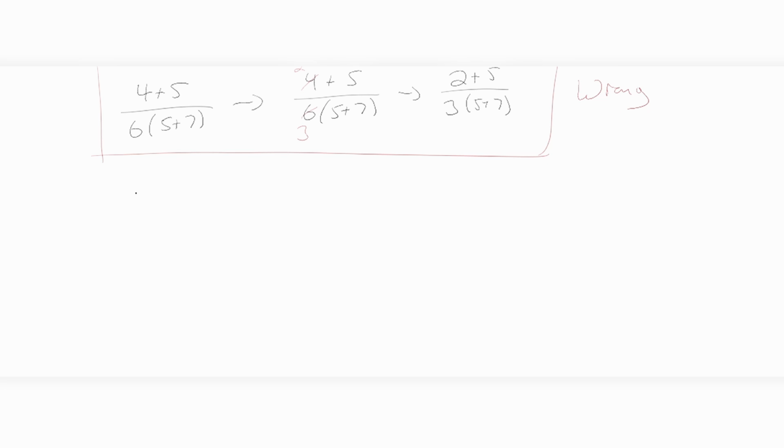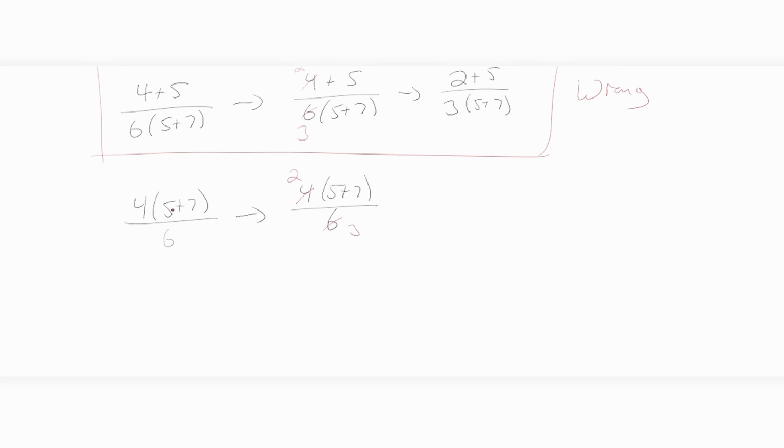What if you had something like this? I absolutely can simplify this 4 and 6 as 2 and 3. Why? Because 4 times 5 plus 7 is a single term glued together by multiplication. Okay, one factor is a 4 and a second factor is 5 plus 7.